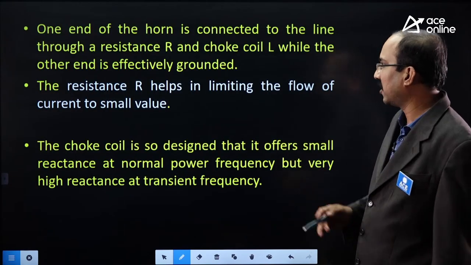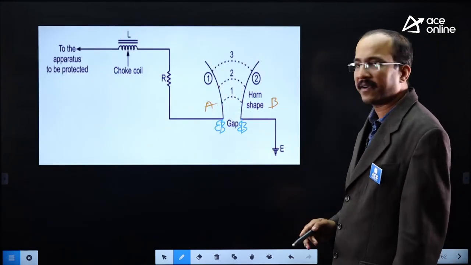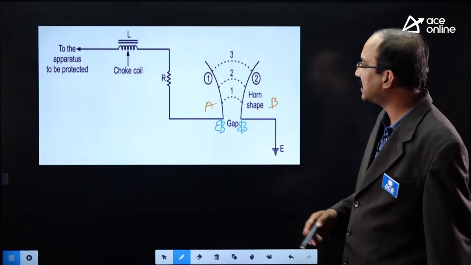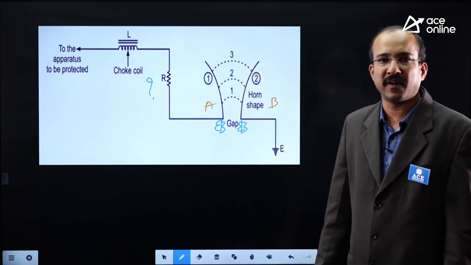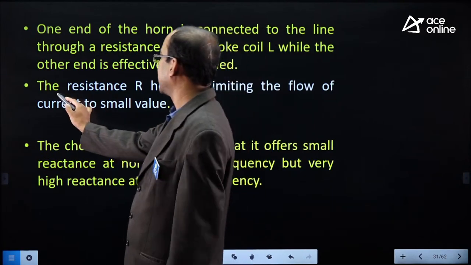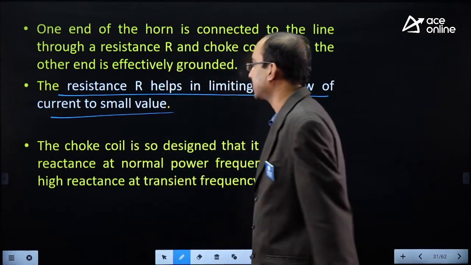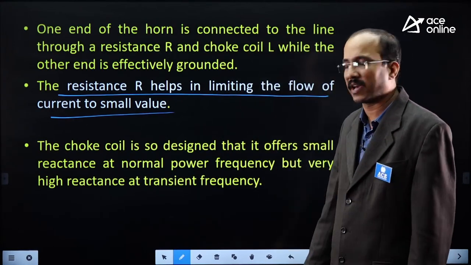Now one end of the horn is connected to the line that is to be protected through a choke coil and resistance, and the other one is grounded. What is the purpose of the resistance? Why is the resistance used here? Let us look at that. The resistance helps in limiting the flow of current to a small value. It limits the flow of current.